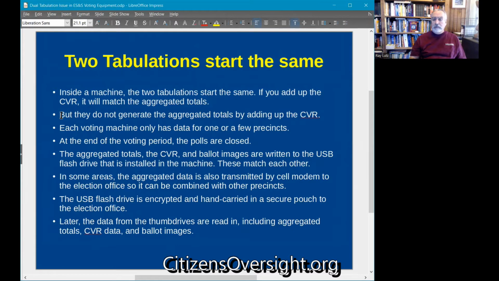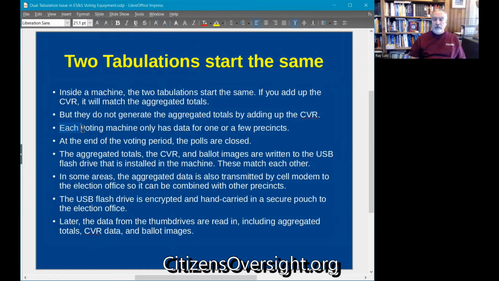Now, interestingly, they do not generate the aggregated totals from the CVR. And as I say, the reason for that was those aggregated totals were implemented first. They had those little clicker things inside, and basically the software was clicking those totals for every vote, and at the end they just read them off. Then they added the cast vote record later as an auditing tool, but they didn't do it the other way around. They only do it with the aggregated, the little clicker totals.